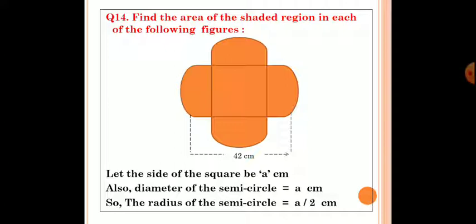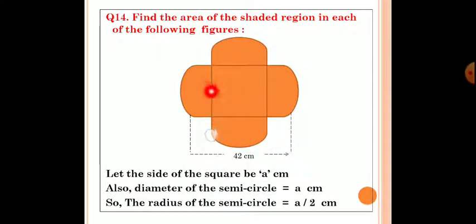Moving on to the next question, question number 14. Find the area of the shaded region in each of the following. We can clearly see that we have a square, and on the four sides of the square we have semicircles, four semicircles. They have given us the whole length, including the semicircle, the square, and another semicircle. The whole length is 42.